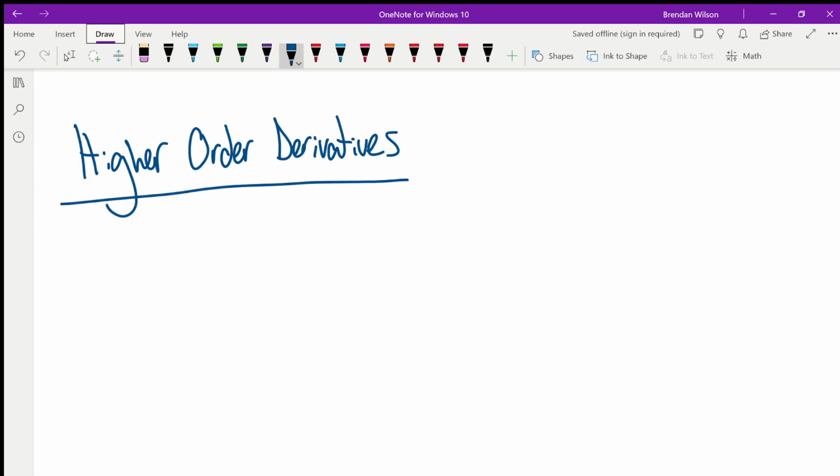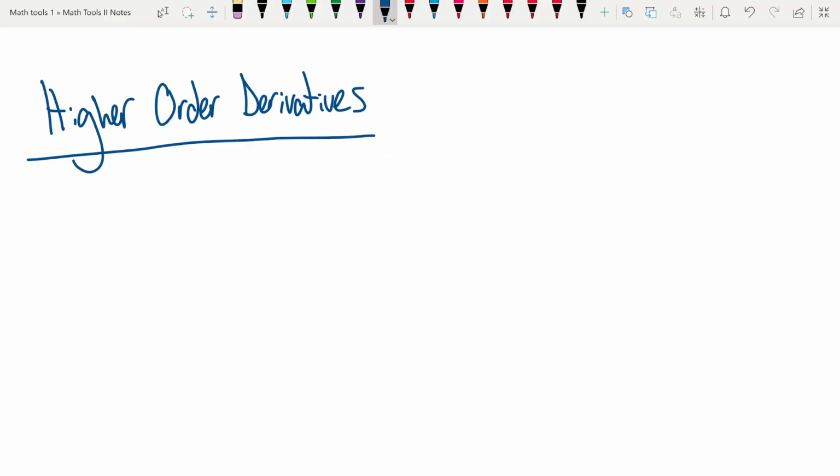So up to this point, we've only talked about first derivatives, meaning just the normal derivative of a function, the rate of change of whatever quantity that function is dealing with. So for example, if we have a function which defines position, which we usually call s of t.